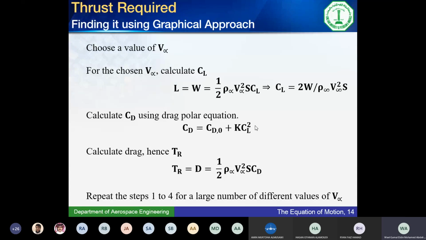Okay, actually, that was one of the questions that I was going to ask. What's CD naught and what's K in here? The other question was, what is S? What do you mean by S here?